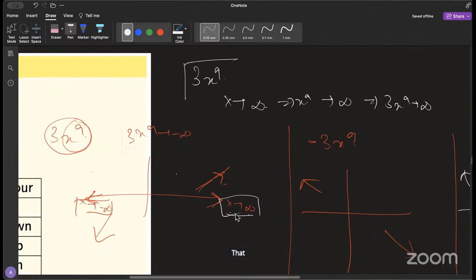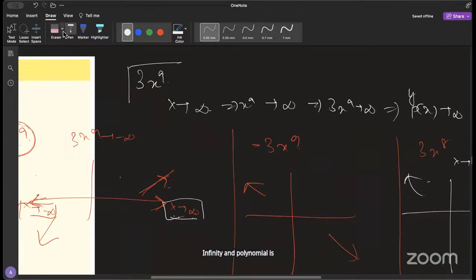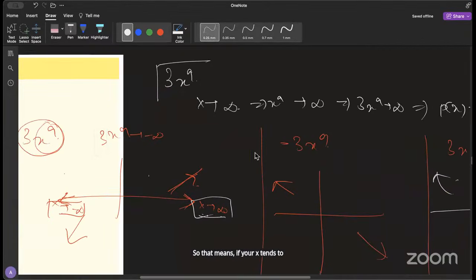That means when x tends to infinity, 3x to the power 9, that means your polynomial also tends to infinity. And polynomial is y, right? So that means if your x tends to infinity, y also tends to infinity. So height also increases. That means it's going in the upward direction here.